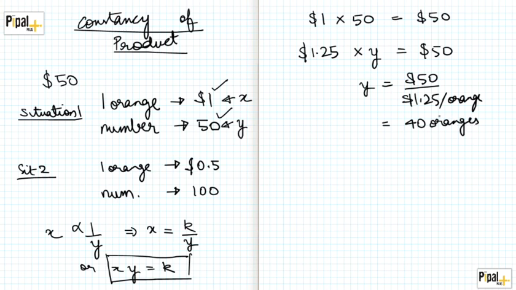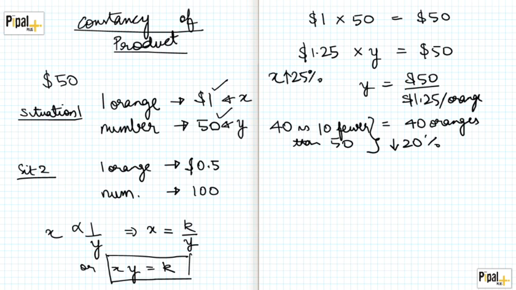Now 40 is 10 fewer than the original 50, or in other words, 40 is down by 20%. So you notice that I've increased x by 25% and y has gone down by 20%. It has not gone down by 25%, right? So what is this change? How is this change of 25% related to this change of 20%?